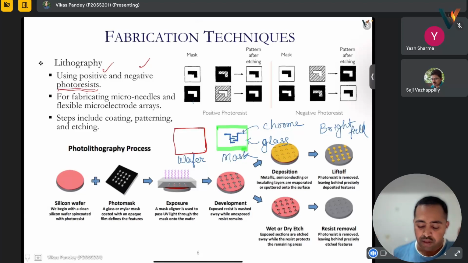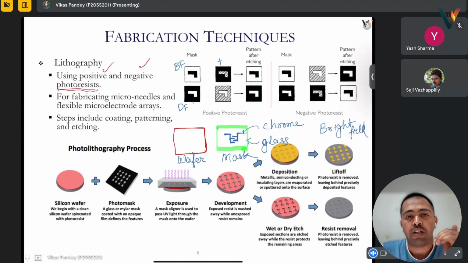So if the mask is bright field, I am putting BF for bright field and DF for dark field, and this resist is positive. Positive resist means which area will get dissolved, the one that is exposed or the one that is not exposed?